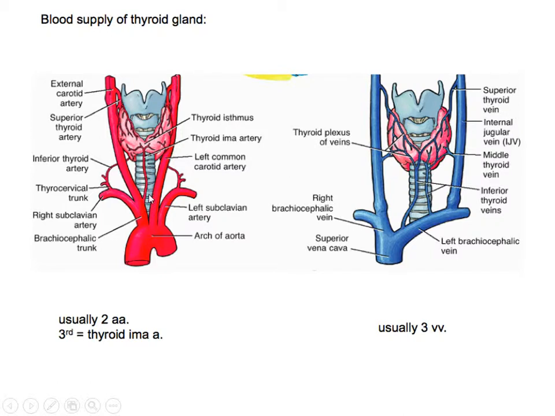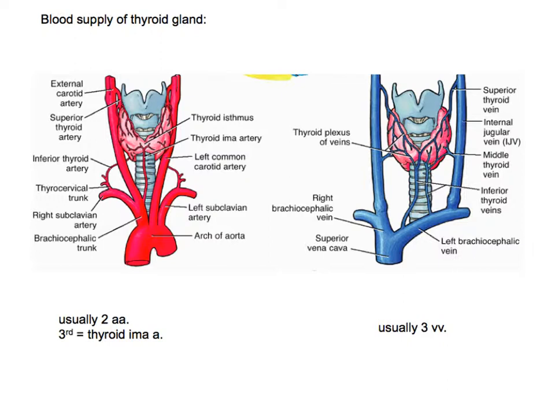thyrocervical trunk. Subclavian, or sometimes from brachiocephalic also, and the middle thyroid artery, thyroidea ima. Where is the inferior thyroid artery? This is superior. This is inferior. Yes, it arises from the thyrocervical trunk, which is a branch of the subclavian. So, listen. Subclavian gives the thyrocervical artery. The thyrocervical artery gives the inferior thyroid artery.